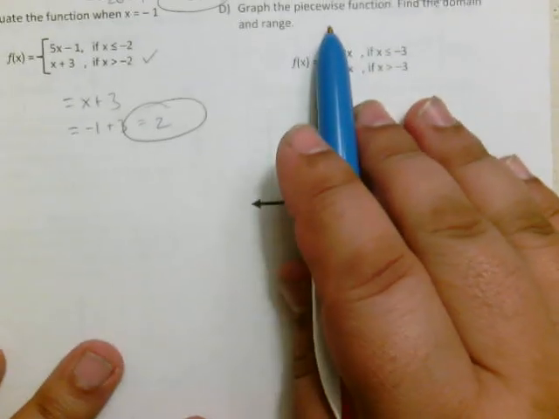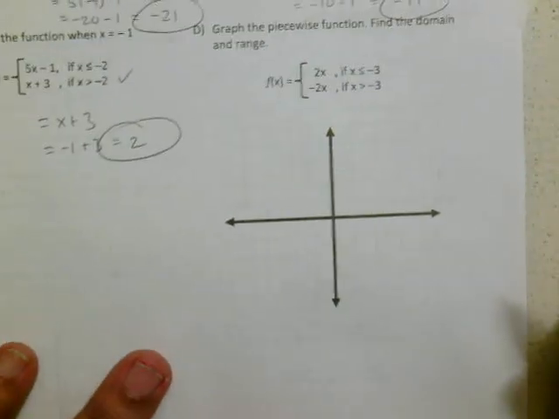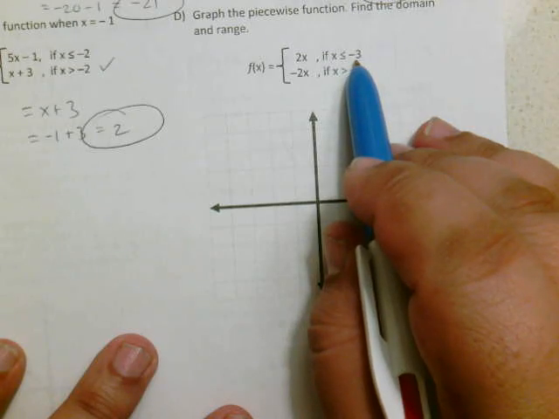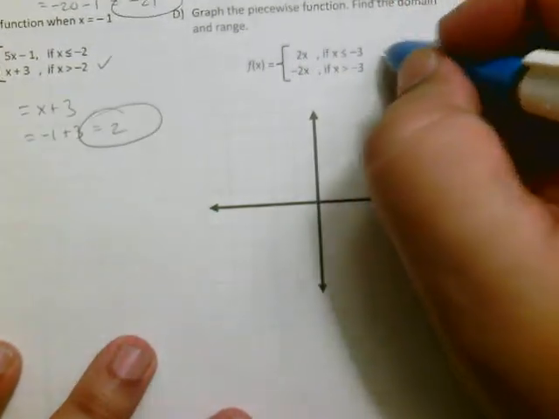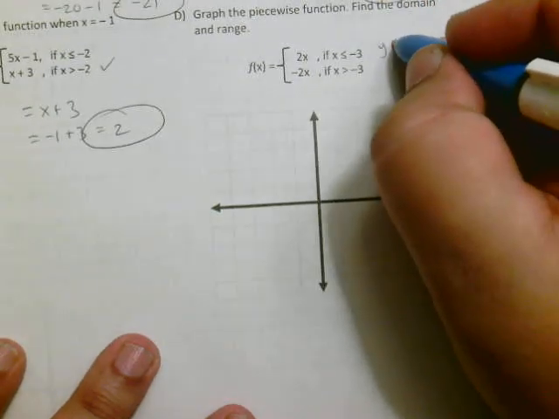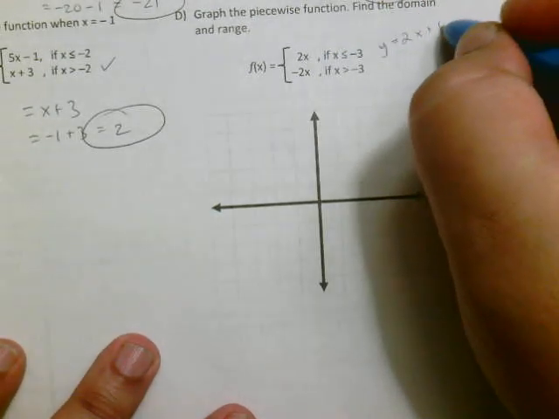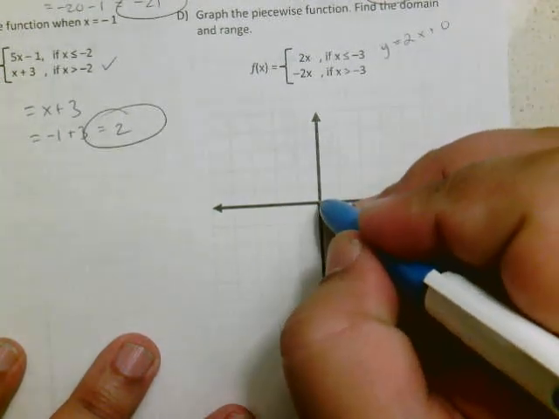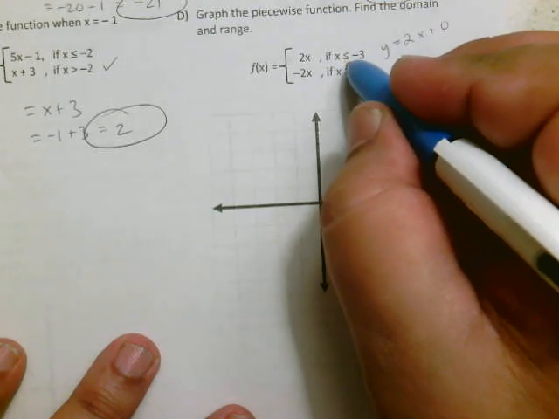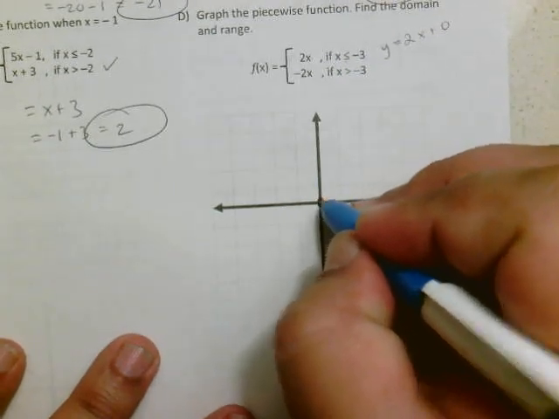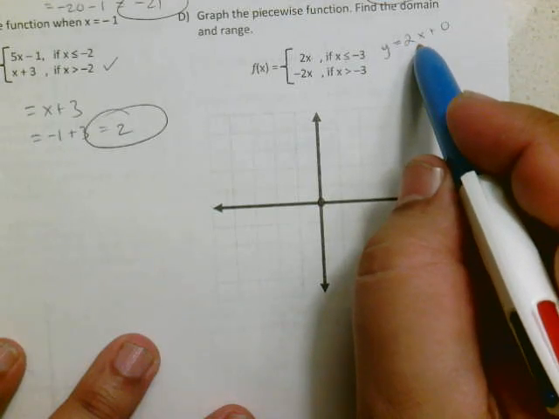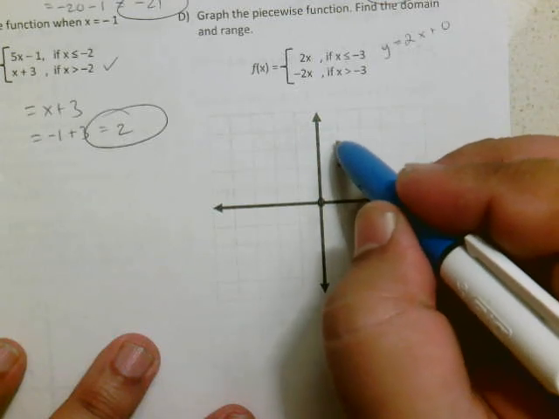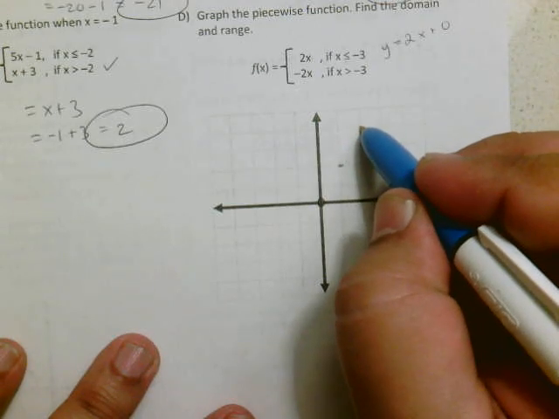We have to graph this piecewise function, and find the domain and range. Okay, so here's the boundary line, right at -3. Now here's our first thing, 2x. So this is what we know. This says y equals 2x plus 0. So let's graph this. Now that would be 0. And because this symbol is this symbol, we're going to use a closed circle. And then we're going to use the slope up 2 to the right 1. Up 2 to the right 1. Up 2 to the right 1.